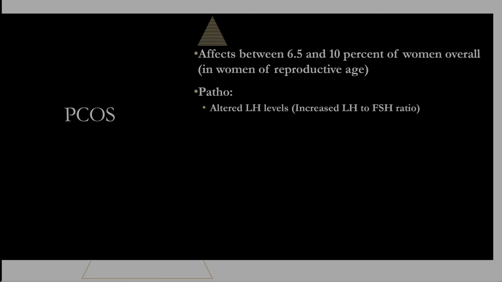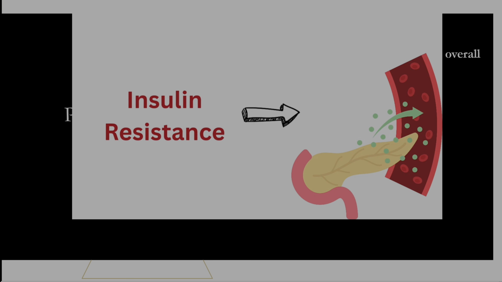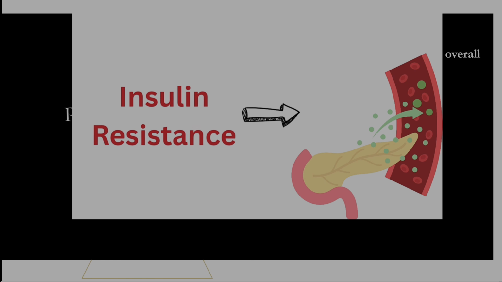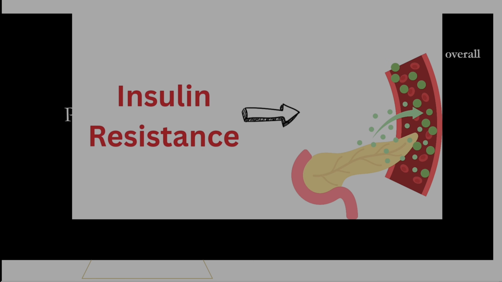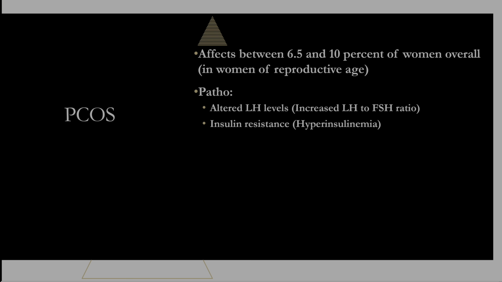One other part of the patho I feel is important to understand is how insulin resistance plays a role. So 50 to 70% of females with PCOS demonstrate clinically measurable insulin resistance. So we have insulin resistance, which leads to compensatory hyperinsulinemia, so high levels of insulin in the body. But what do high levels of insulin have to do with androgen excess and ovulatory dysfunction? Well, more than you'd think.